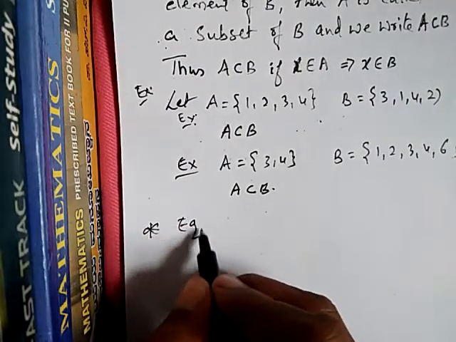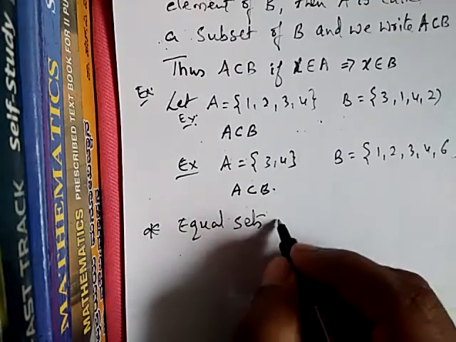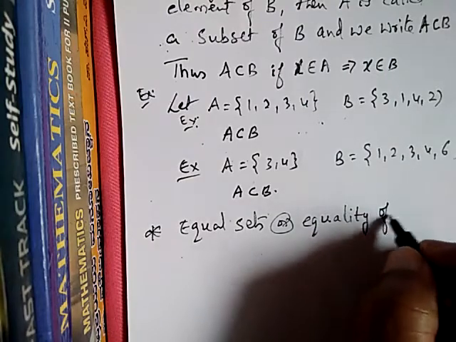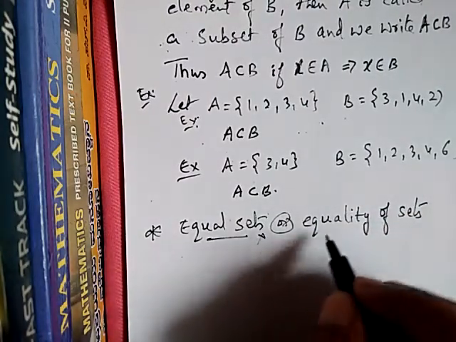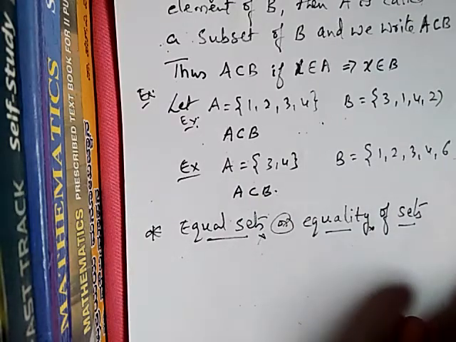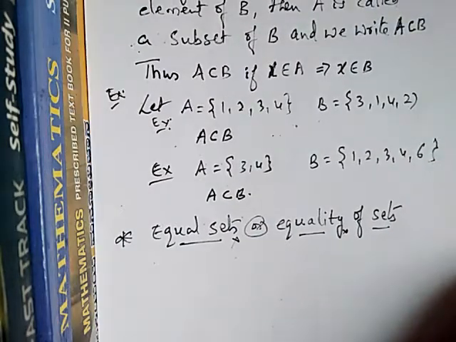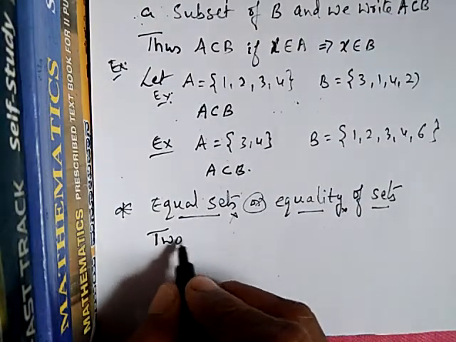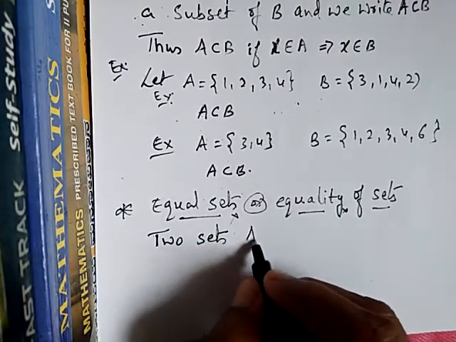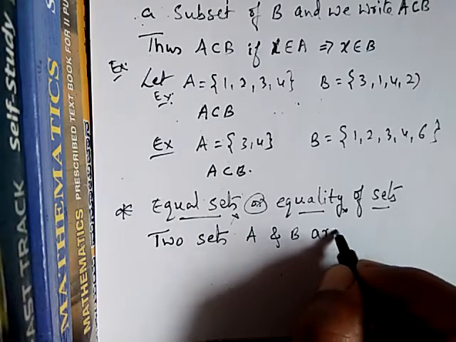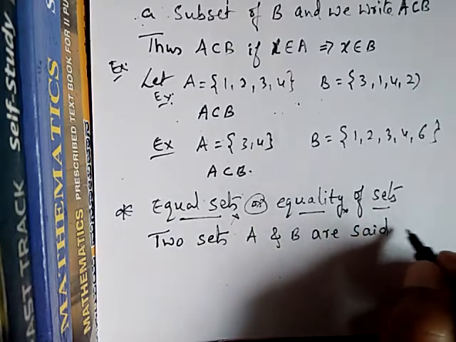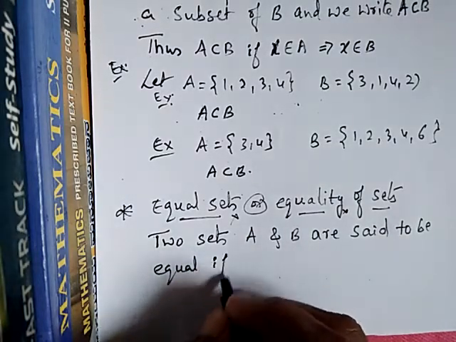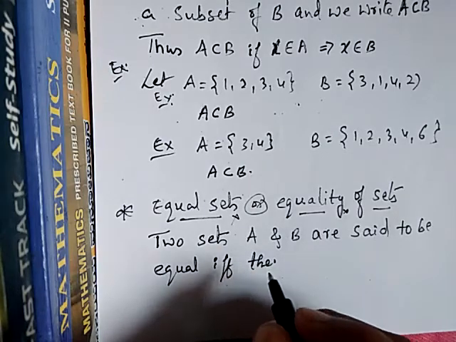Next we will go for equal sets, or equality of sets, both are the same. So what are equal sets? Two sets A and B are said to be equal if and only if they contain exactly the same elements.